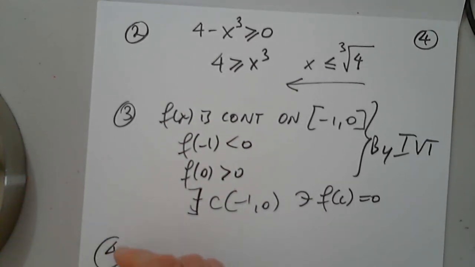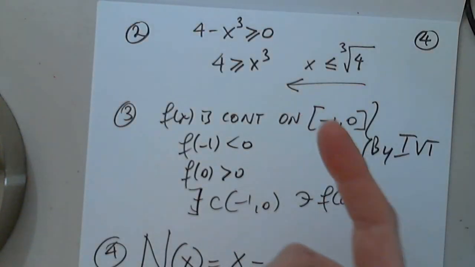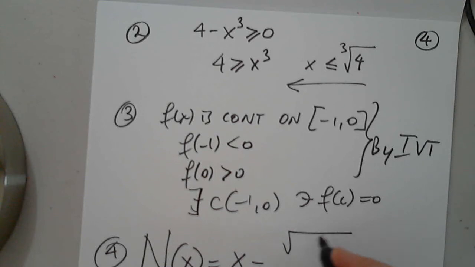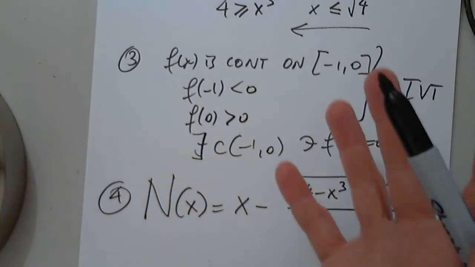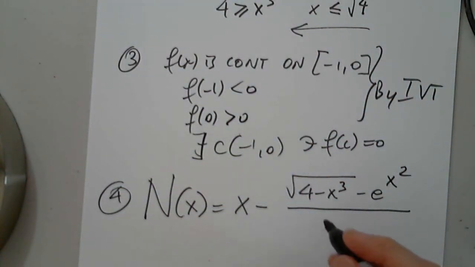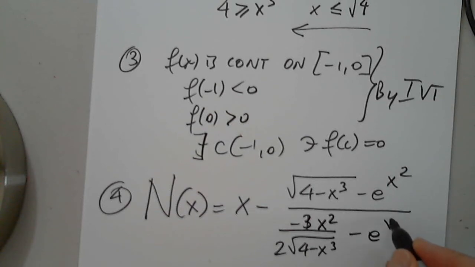Good. So now I create the function that I call Newton's function: x minus the function, the square root of 4 minus x cubed minus e to x squared, divided by its derivative. Yes, there is a way of punching in the derivative. That's fine too. So 1 over 2 square root of 4 minus x cubed, and then negative 3x squared, and minus e to x squared times 2x.